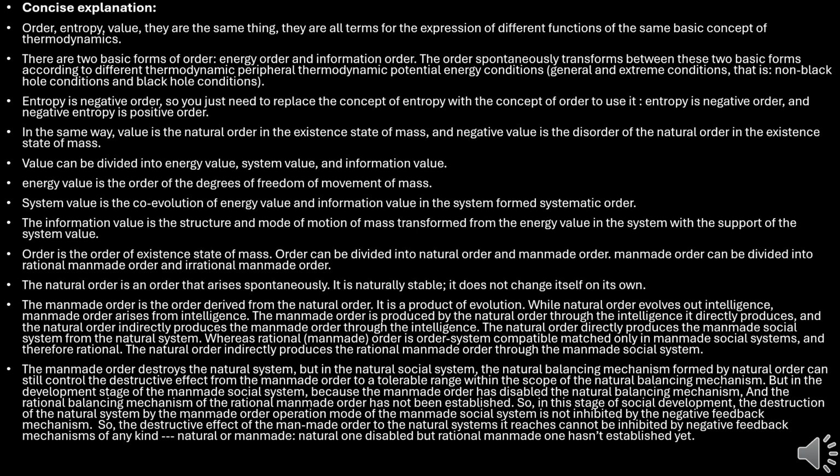The man-made order destroys the natural system, but in the natural social system, the natural balancing mechanism formed by natural order can still control the destructive effect from the man-made order to a tolerable range within the scope of the natural balancing mechanism. But in the development stage of the man-made social system, because the man-made order has disabled the natural balancing mechanism, and the rational balancing mechanism of the rational man-made order has not been established.